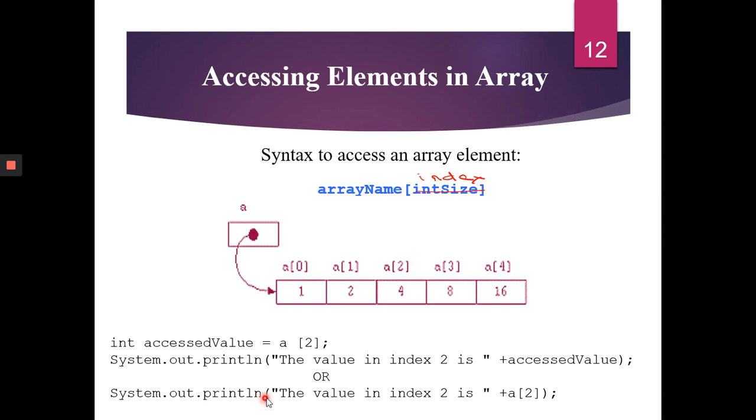Or you can directly put as SOP, the value in index 2 is A at index 2. Either way, whichever is suitable for you. So these two SOPs will return the value of index 2 as 4.